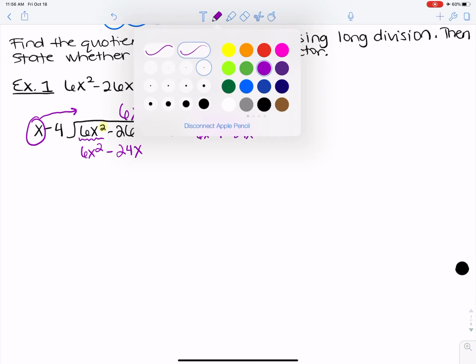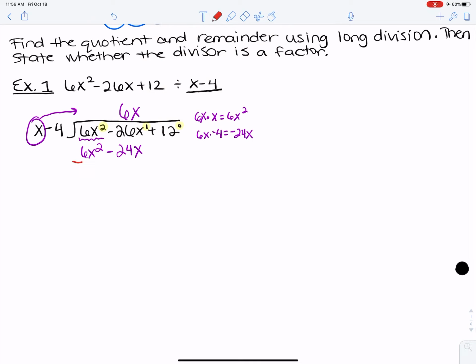But now we have to subtract. So don't forget, you have to turn all these opposite when you subtract. Subtracting a positive is a negative, and subtracting a negative turns into a positive. Now we solve it. 6x squared minus 6x squared goes away, and negative 26x plus 24x is negative 2x. Then don't forget to bring down what's left. And we start all over and do it again.